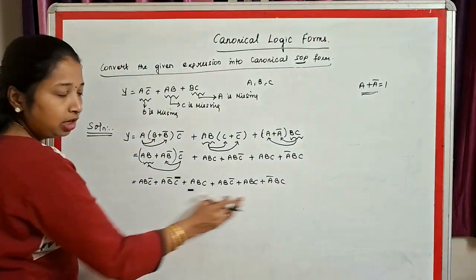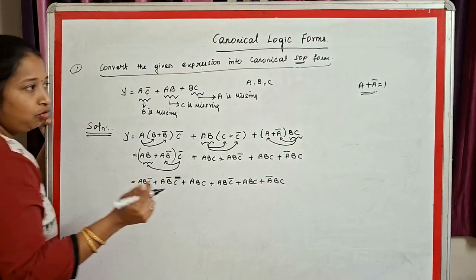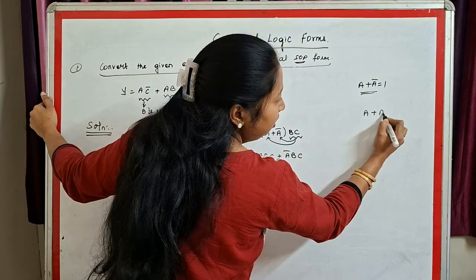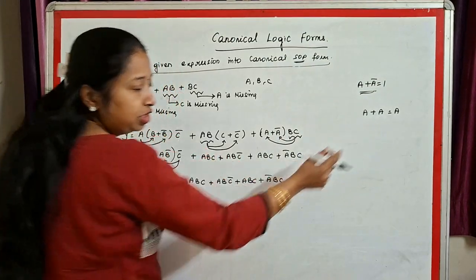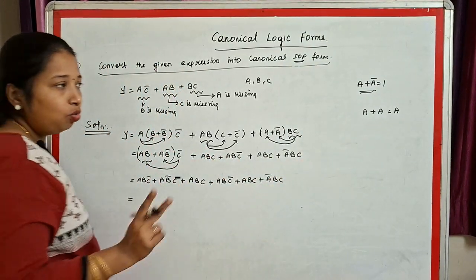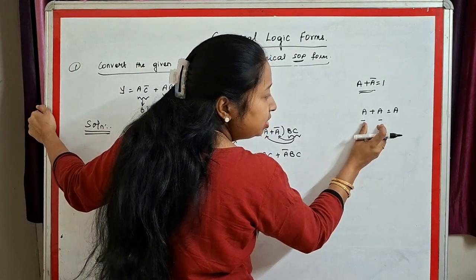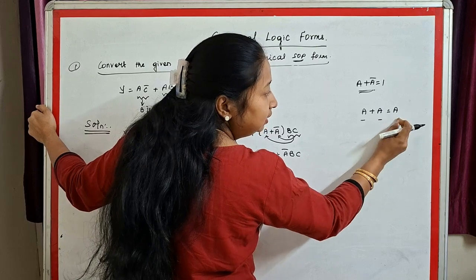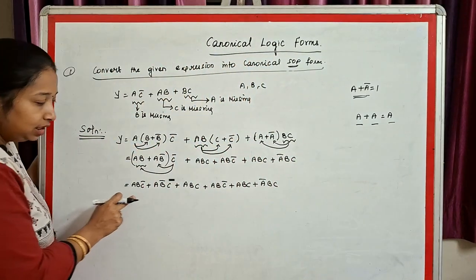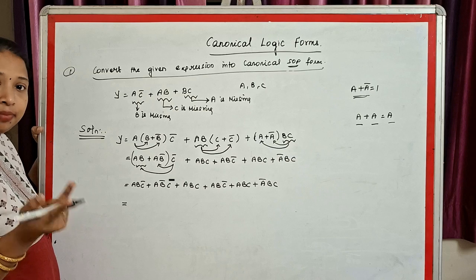Is it clear? Now check here. You also know A plus A is equal to A. This is again one of the postulates. A plus A is equal to A. What does it mean? If you have the same variable twice, then instead of writing that twice, you can write it a single time. Fine. Now check in this expression if you have the same minterm repeated twice.